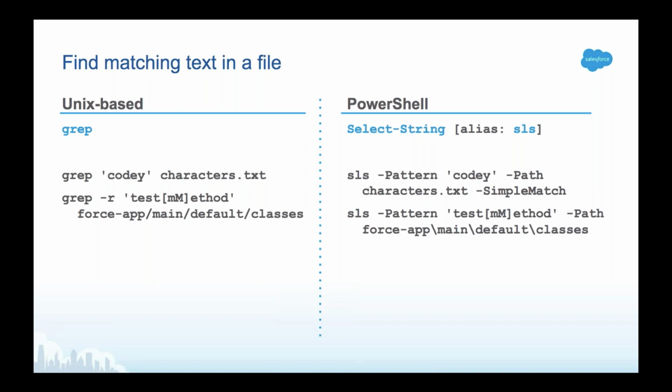And in the second example, we're using a parameter, -r, so that we can use a regular expression. And so in this case, we're looking for examples of the defunct test method within our classes directory. And on the right, you can see the same thing formatted in a different way, but it's basically the same function that we're doing there, but using SLS as the alias.